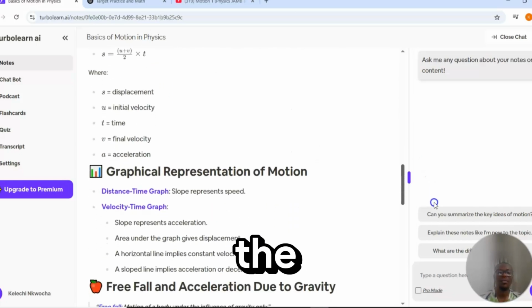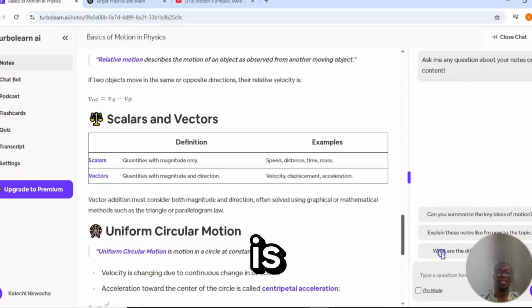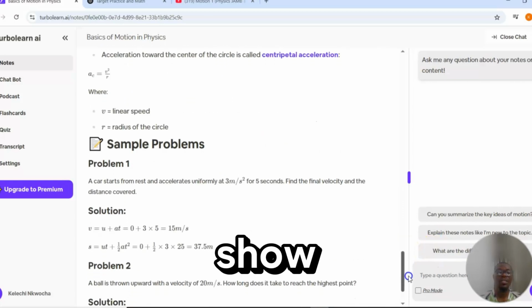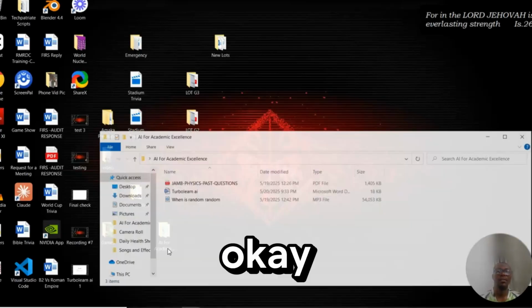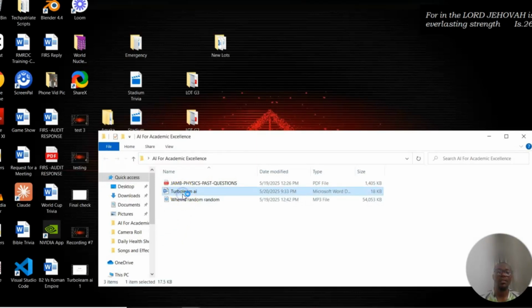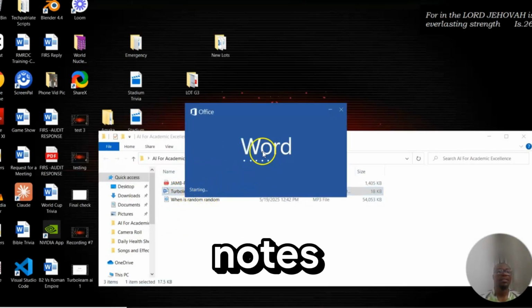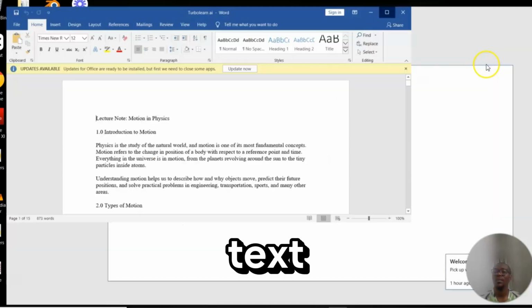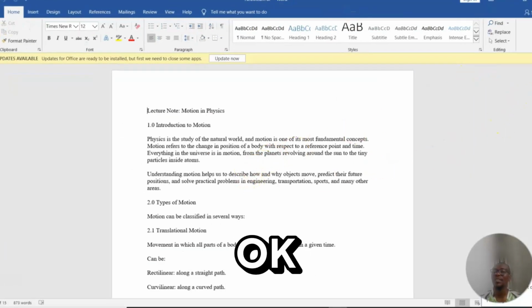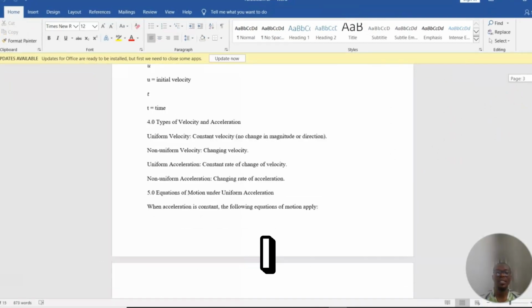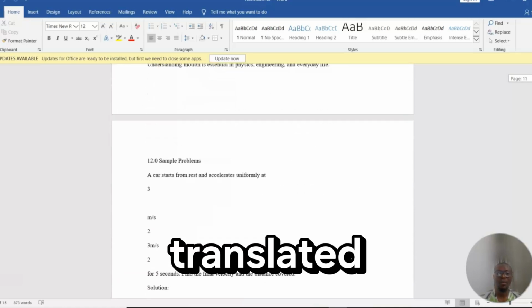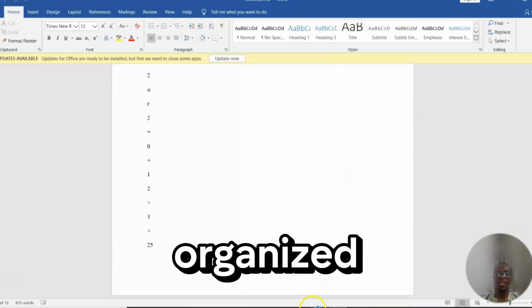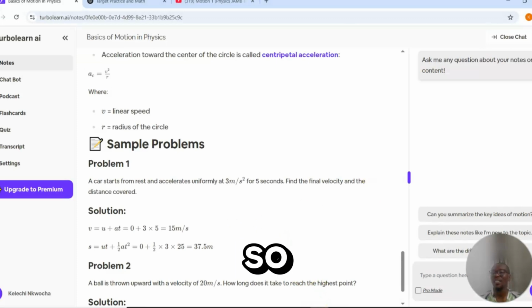Okay, I'm going to show you the note. This is the note. Okay, fine. So this is the note. Plain text. I use this format so it doesn't make sense. Now this is what it translated it to, or organized it to.